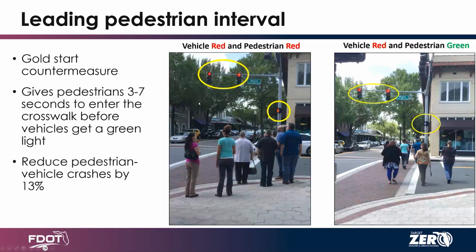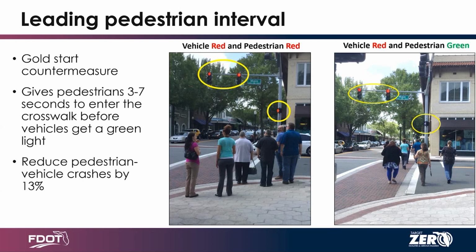And so first off is the leading pedestrian interval. It's a gold star countermeasure. It gives basically pedestrians a head start in the crosswalk to cross before turning vehicle movements. And so you can see here that pedestrians have the walk symbol with the adjacent street being red. Generally, it's between 3 to 7 seconds. I think the TEM allows for a maximum of 10 seconds of LPI, depending on the characteristics of the intersection.